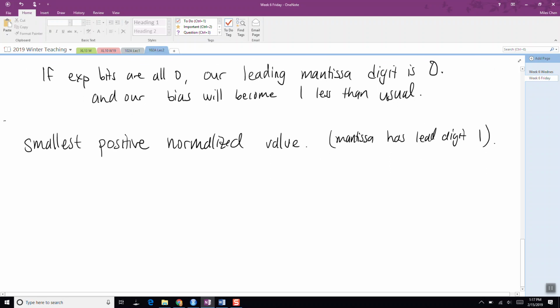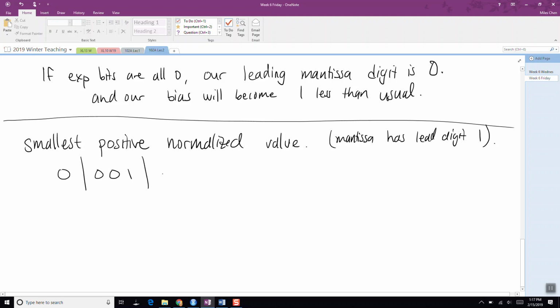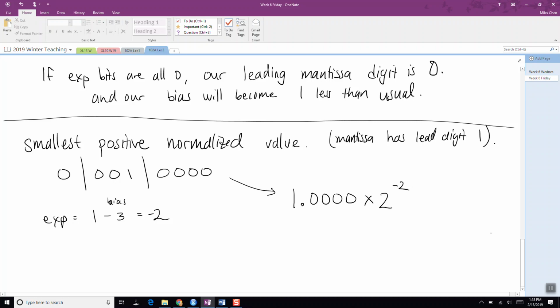Okay, so the smallest positive normalized value will be 0. What will I have for the exponent? 0, 0, 1. And my mantissa will be all zeros. Okay, this is the smallest positive normalized value I have. So my exponent is going to be what? This is 1. I apply my bias. My exponent is -2. And so here I have 1.0000 times 2 to the -2, which is equal to what? 1/4.